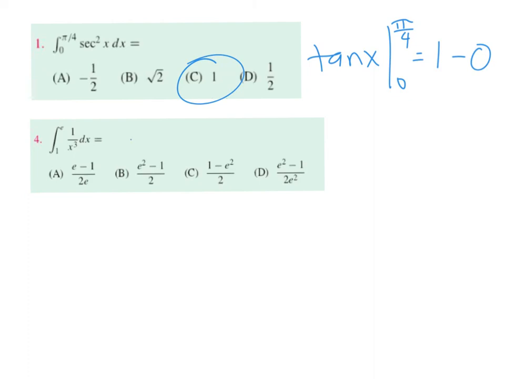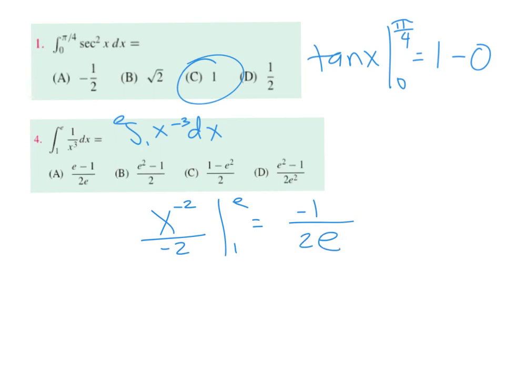So for this one, I rewrote it, so that's the integral from 1 to e of x to the negative 3 dx. So we add 1 to the exponent and then divide by that. And then I rewrote it as negative 1 over 2x squared. Oops, not e squared, x squared. From 1 to e. So I plug in and I get negative 1 over 2e squared minus negative 1/2. So plus 1/2.